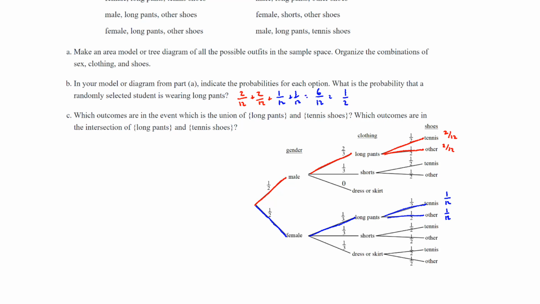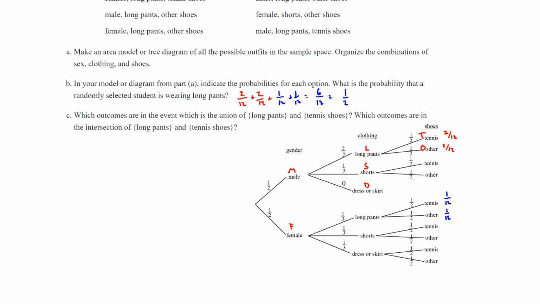Part C: which outcomes are in the event which is the union of long pants and tennis shoes? Which outcomes are in the intersection of long pants and tennis shoes? So once again, we'll look at the union of the long pants and tennis shoes. Let me erase what I have here. Alright, it wants us to give the outcomes, so we're going to do some labeling here. For the gender, we're going to do M and F. For the clothing, we'll do L for long pants, S for shorts, and then D for dress. And then tennis shoes, we'll just do T and then O.